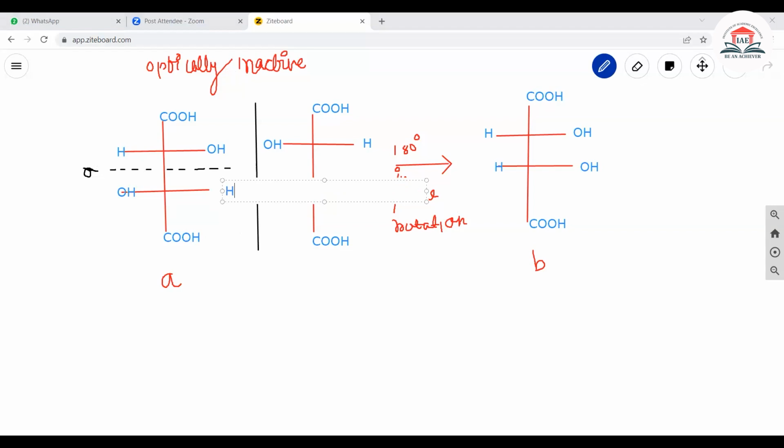That there is no plane of symmetry, right? In the top half and the bottom half, they are not indistinguishable. They will not be superimposable. So there is no plane of symmetry in this molecule. So this molecule is actually asymmetric. Now what will be the mirror image? How will the mirror image look like?